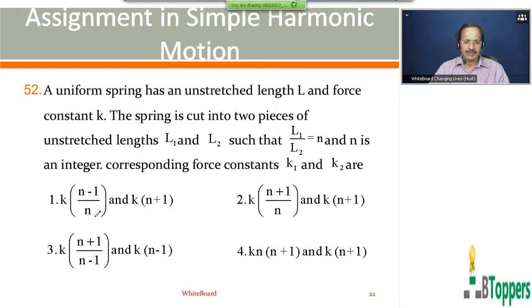First option K into N minus 1 by N and K into N plus 1. Second option K into N plus 1 by N and K into N plus 1. Third option K into N plus 1 by N minus 1 and K into N minus 1. Fourth option K into N into N plus 1 and K into N plus 1. Come on, take a pause and try this question. This question was given in one of the previous MSET exam papers in the medical entrance in the past.